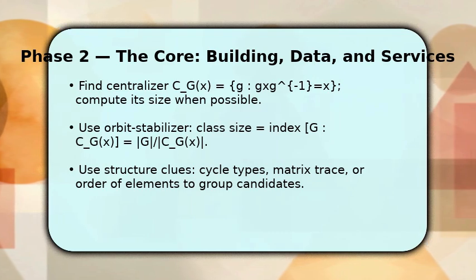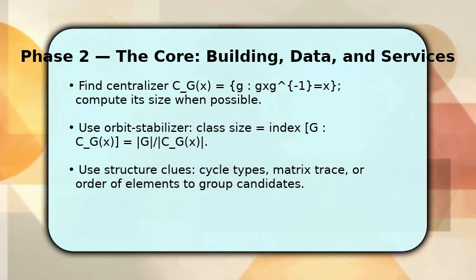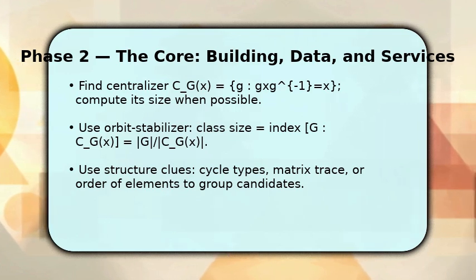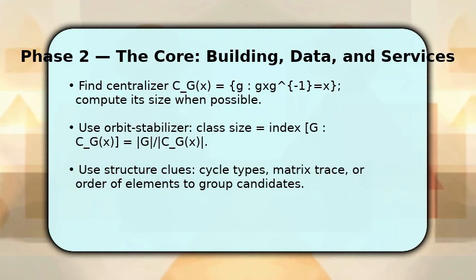While doing this, group elements by invariants: orders, traces, cycle structure, because conjugate elements share these. You should mark representatives for each expected class and list their explicit conjugates to confirm.